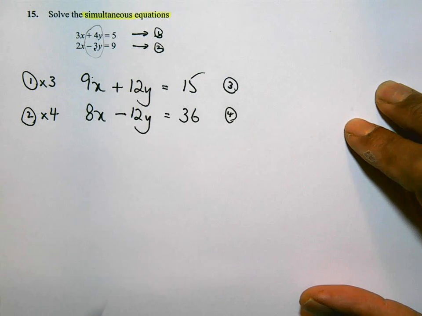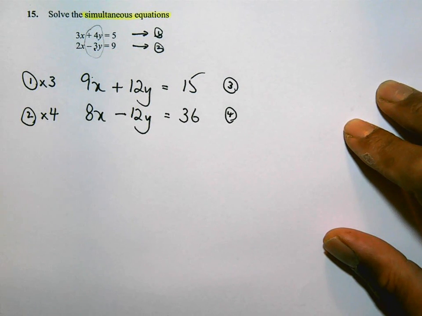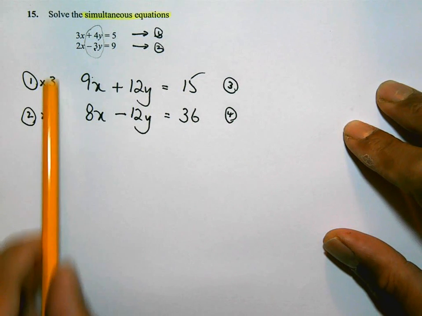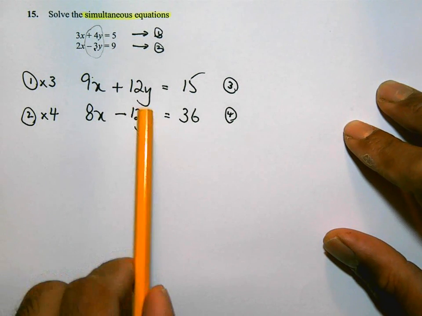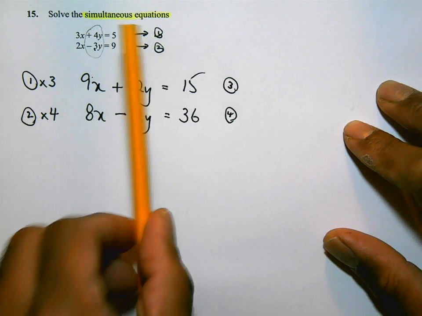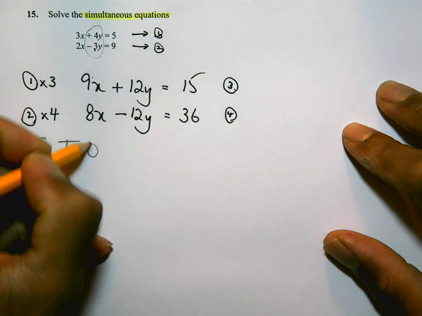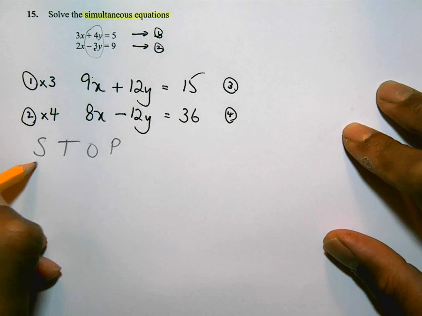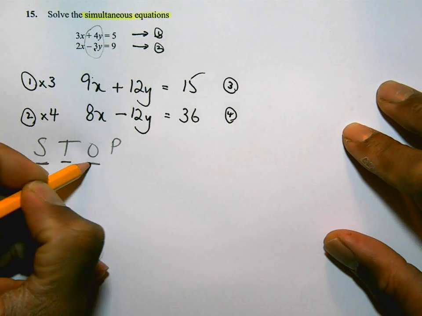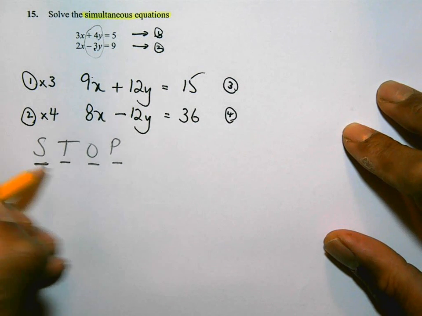And at this stage, once you've gotten the numbers in front of one of the variables the same, and that's why I times by 3 and 4. So because I wanted to get rid of y, they're both 12y. At this stage, I'm going to stop. Remember, if the signs are the same, you take away. If the signs are opposite, you plus.